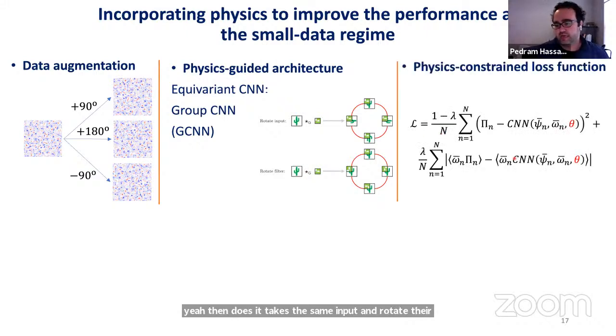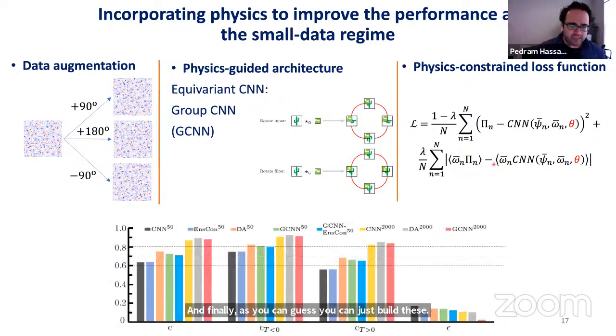And finally, as you can guess, you can just build this entropy constraint as a soft constraint into the loss function. And we have done this, and these are some of the offline results. I'm not going to go through the details.